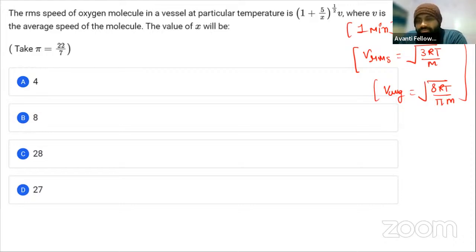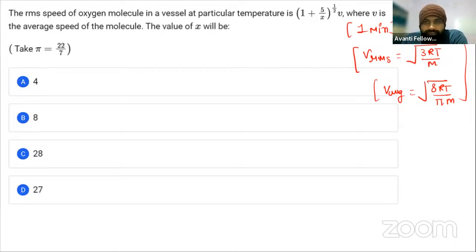Actually, my health is not so good. Okay. Suffering from fever from the last 3 to 4 days. That is why my voice is a little low. Hope you understand.